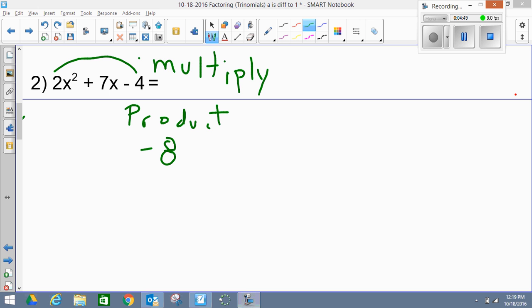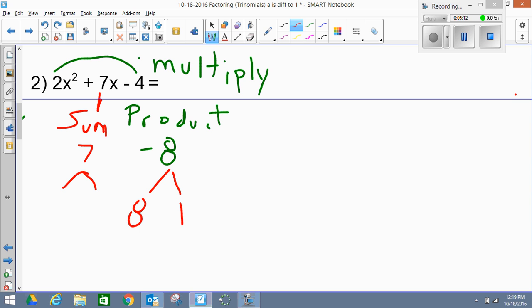I multiply 2 times -4, and that gives me a product of -8. So I'm going to look for a product that is equal to -8, and the sum still is the middle number, so my sum has to be equal to 7. Two numbers that you multiply to get -8, and you add to get 7. Not too many choices. 8 and 1 is 8, but I need a negative. So I check if my sum is positive or negative. In this case, it's positive. So my bigger number has to be positive, and the 1 has to be negative. So those are my two values.